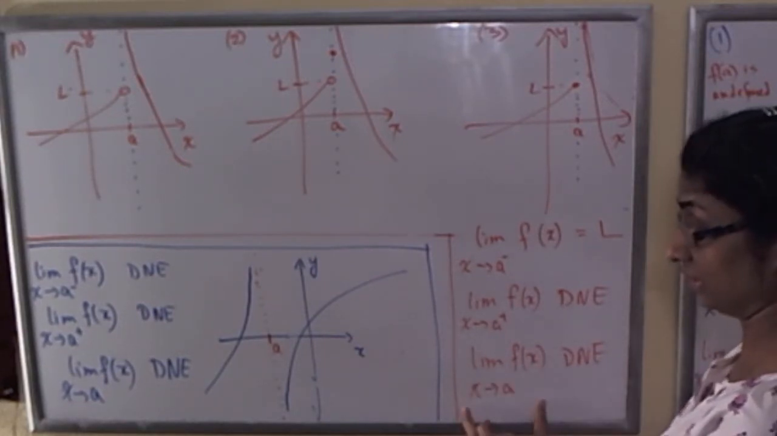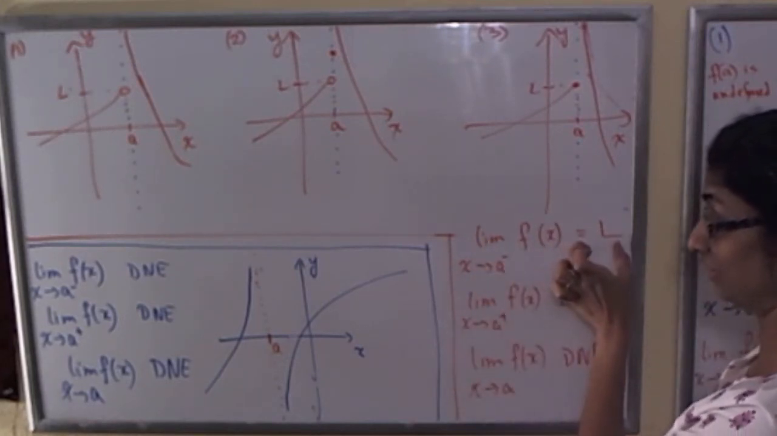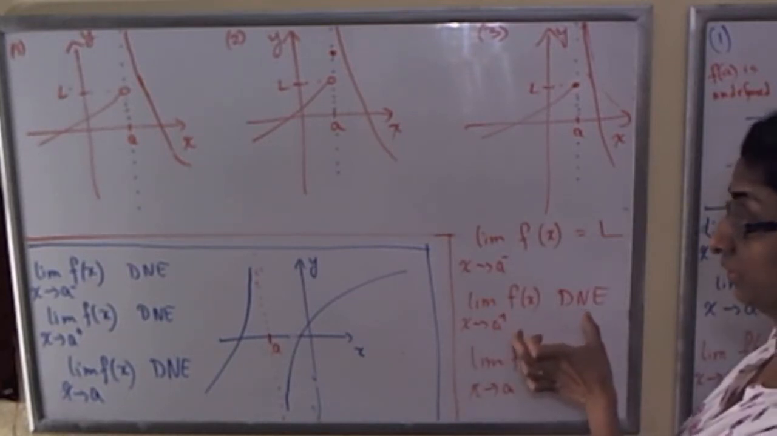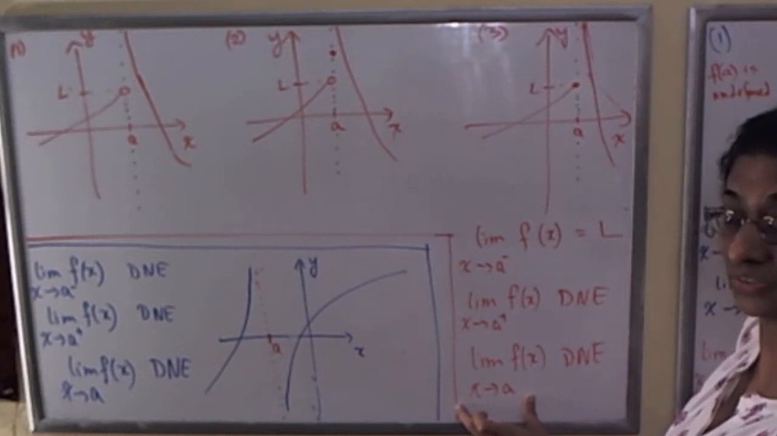The two-sided limit exists only when the left-hand limit exists, right-hand limit exists, and they are both equal to the same value. In this case, the right-hand limit doesn't exist, so that means the two-sided limit cannot exist either.